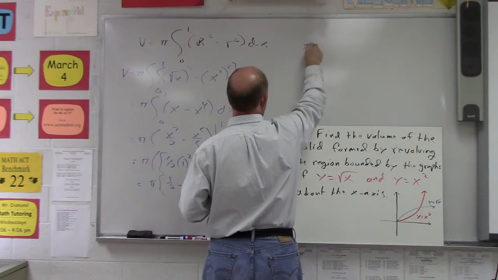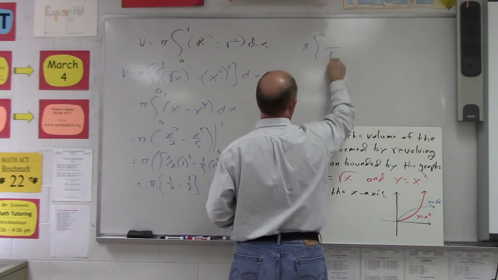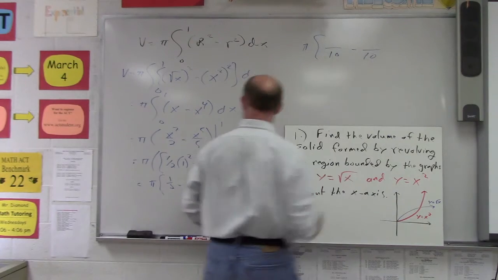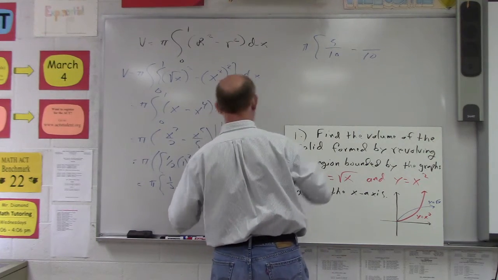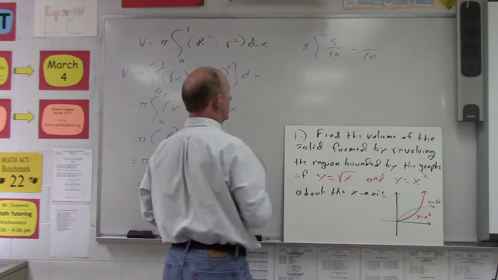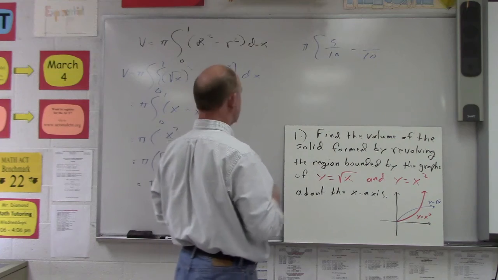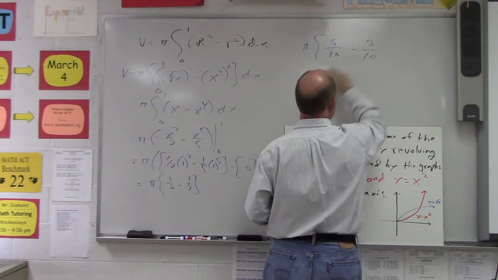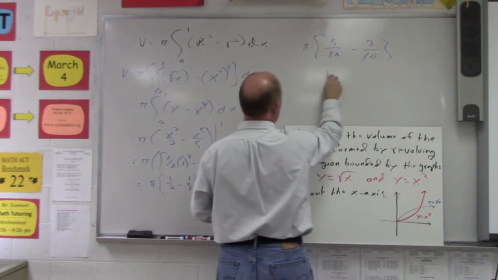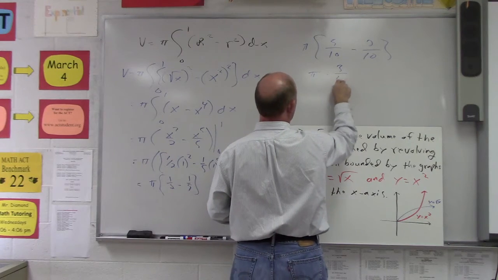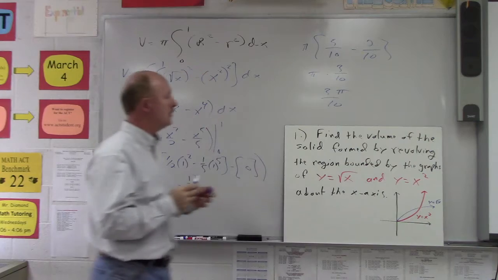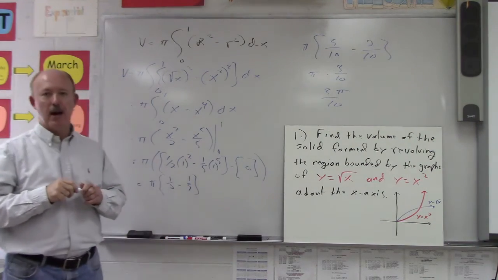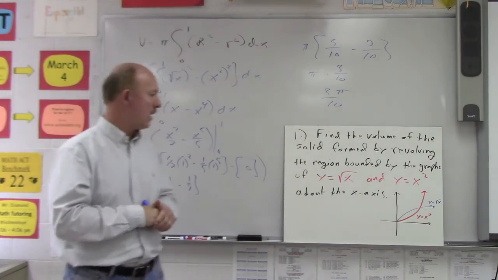So 1/2 minus 1/5 is equivalent to pi times, with a denominator of 10 here. First it'll be 5/10, and this will be 2/10. Okay, combining this will give us pi times 3 over 10, or 3 pi over 10. So our volume here should be 3 pi over 10. So a fairly simple, straightforward problem.